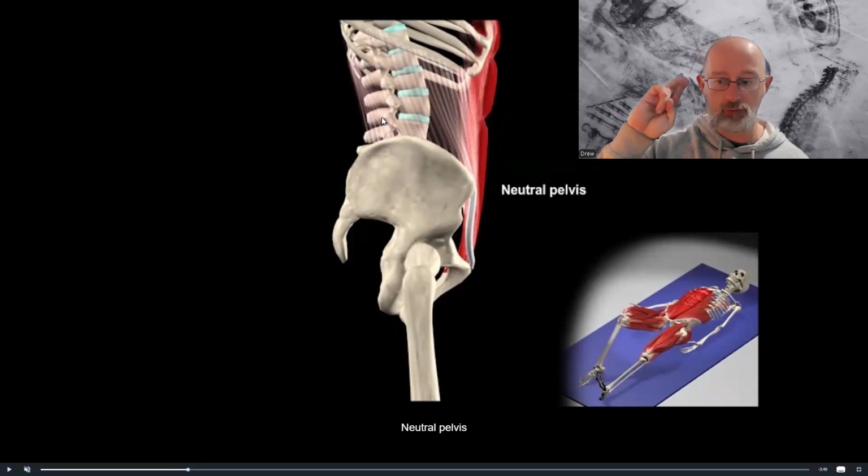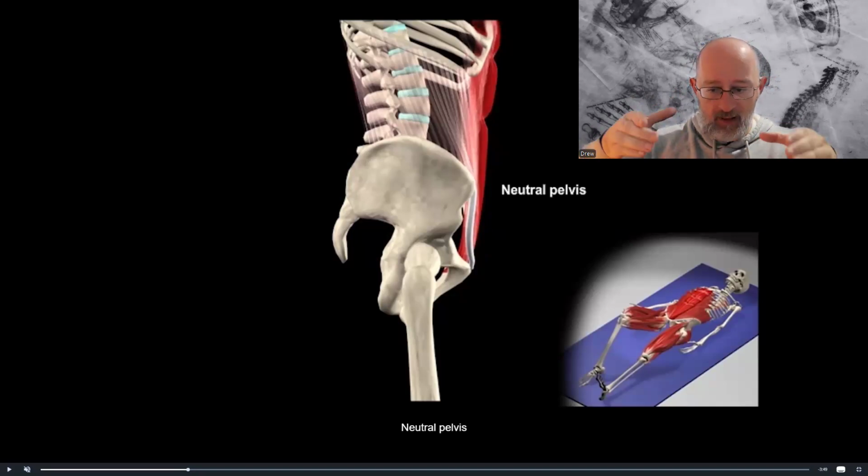So what's neutral pelvis? If you get your pelvic bowl and you tilt it anteriorly all the way forward and you tilt it posteriorly all the way back, and then you go somewhere in the middle, halfway, that's roughly going to be your neutral pelvic tilt. Everyone's got slightly different angles and shapes in their pelvis, so there's not one set angle which is going to be exactly right for everybody. It's more about finding the halfway position.